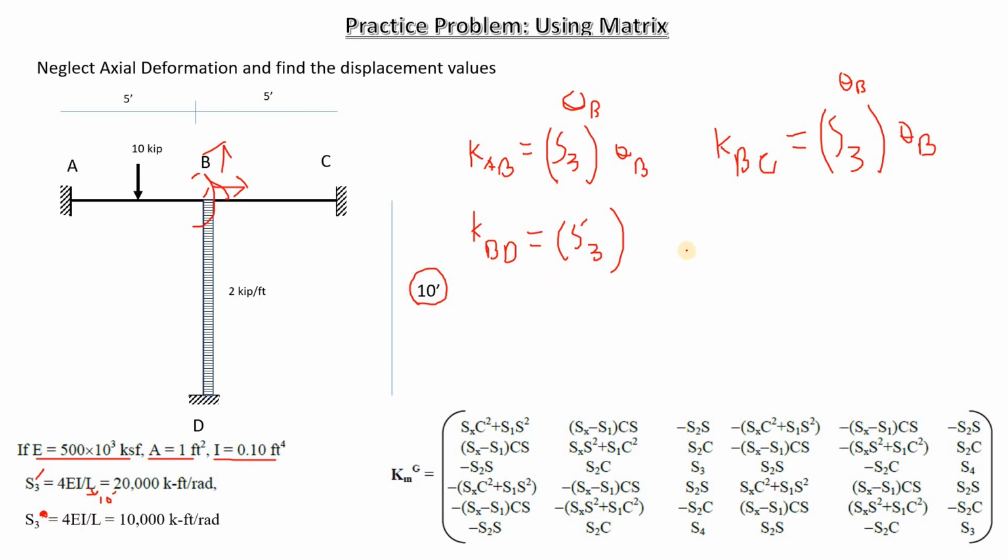Now we're going to formulate the entire matrix, the K main matrix. There you go. The main matrix is also theta B by theta B.